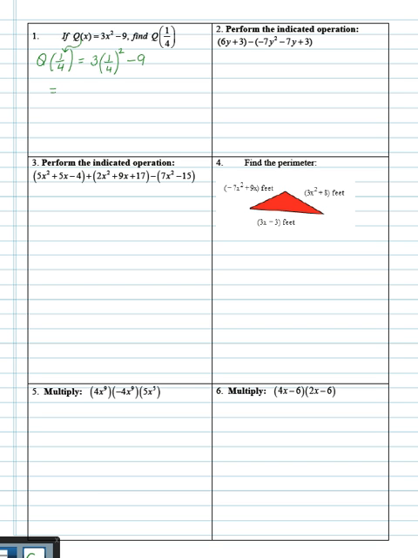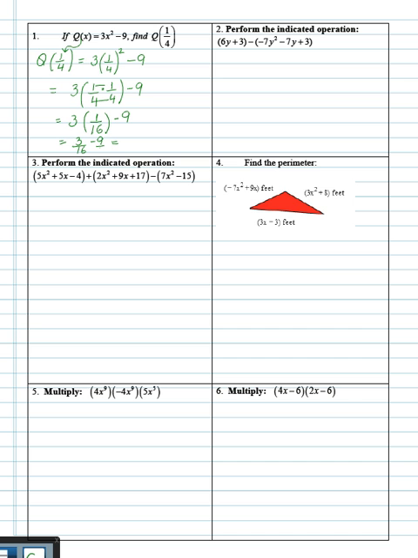And again, order of operations kicks in, so exponents come first. (1/4) squared is 1/4 times 1/4. So 3 times 1/4 times 1/4 minus 9. And that would be 1 times 1, 1, and 4 times 4, 16. So 3 times 1/16 minus 9. And this would simply be 3/16 minus 9/1.